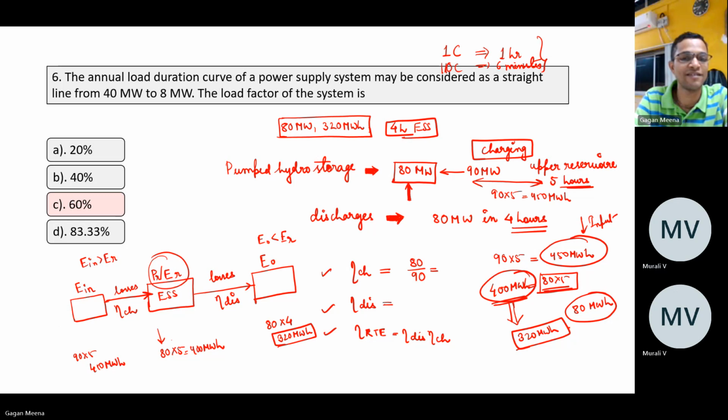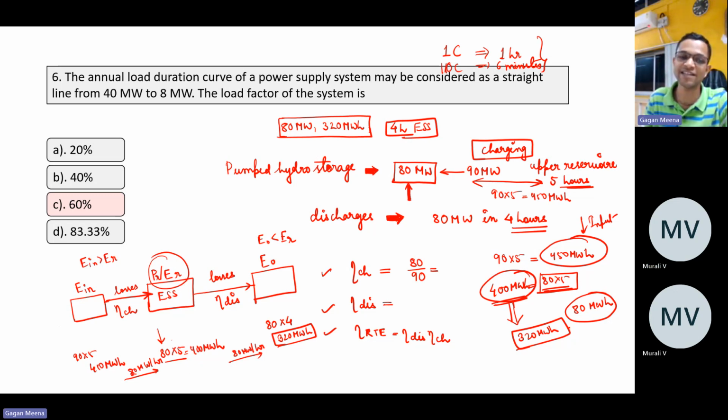Is it clear? Yes. So the assumption in this calculation is that the charging rate and discharging rate are the same, which is 80 megawatt per hour. If it charges at 80 megawatt per hour, then the energy stored is 400, right? Because we are charging for 5 hours only.